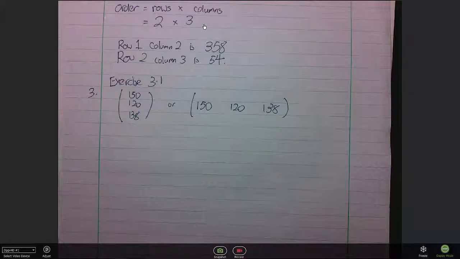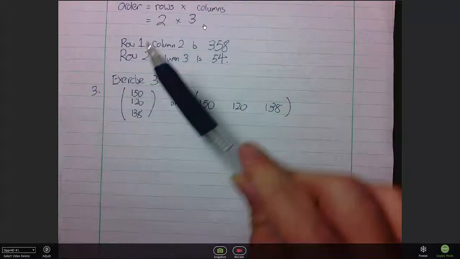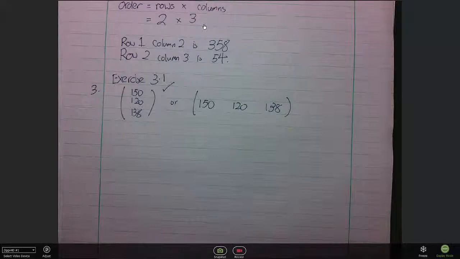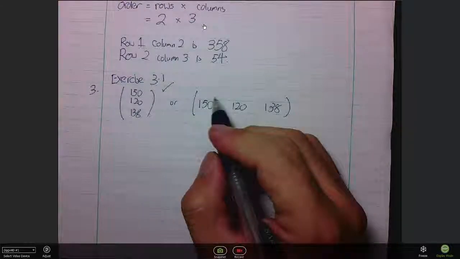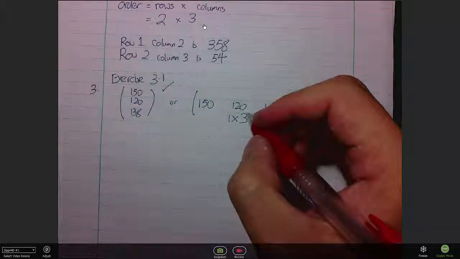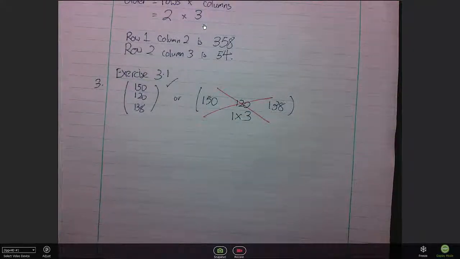They ask for a 3 by 1 matrix, so it's 3 rows and 1 column. This one has 1 row, 2 rows, 3 rows, and 1 column. So this is the correct way of representing the data that they wanted. This is wrong because this is 1 row and 3 columns, and that's not what we want. So I'll just cancel this out. This is wrong. I'm just giving you a negative example.